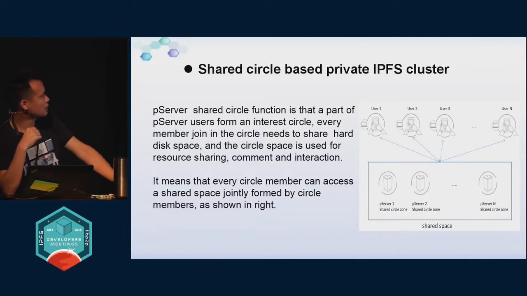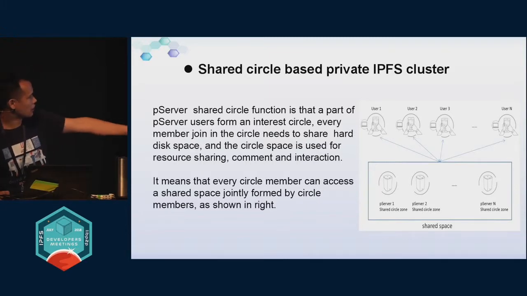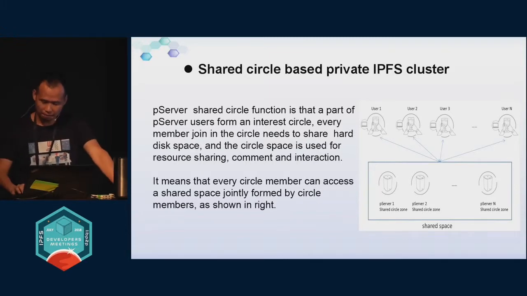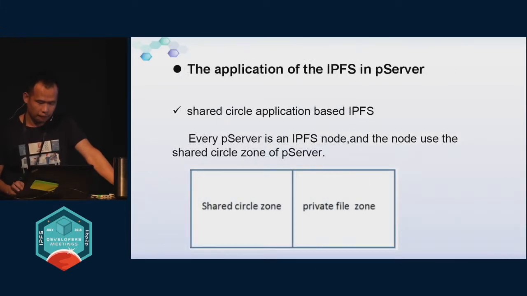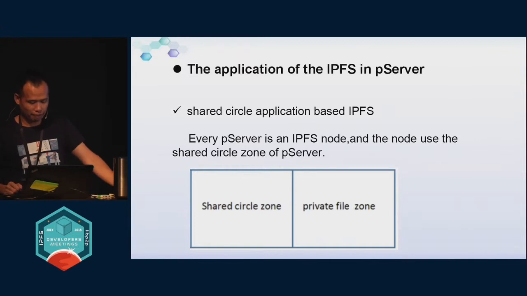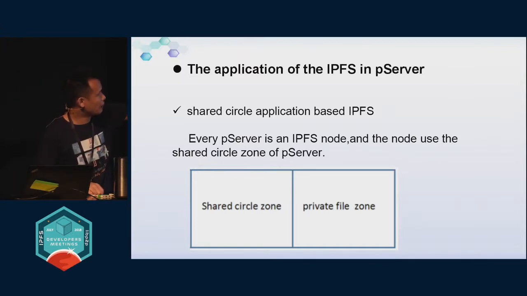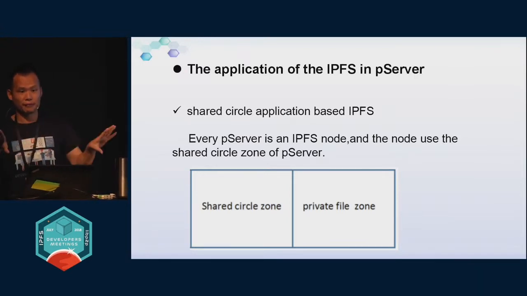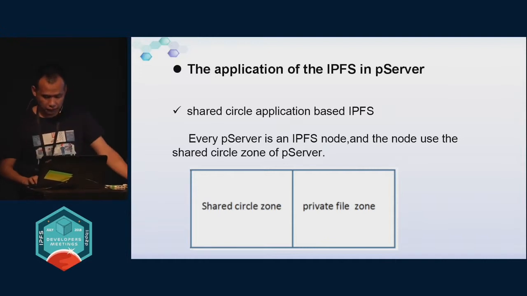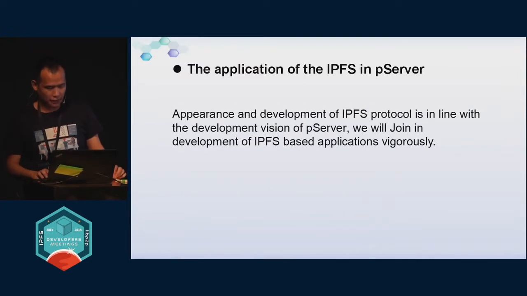It means that valid share circle members can access the shared content jointly, as shown on the right. The pServer storage room and node share circle room use an IPFS node, and the other is the private file room. We have two parts: one part is the private file room, and another is the share circle room.